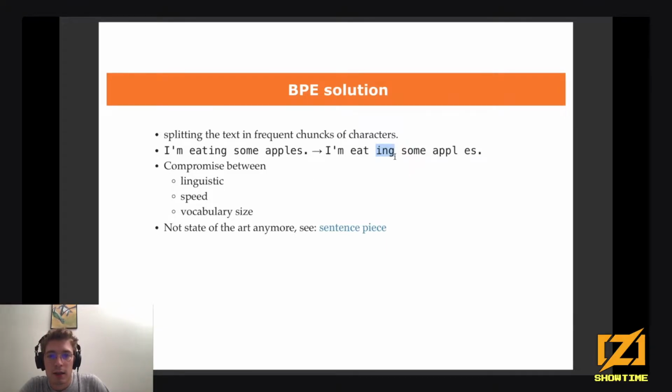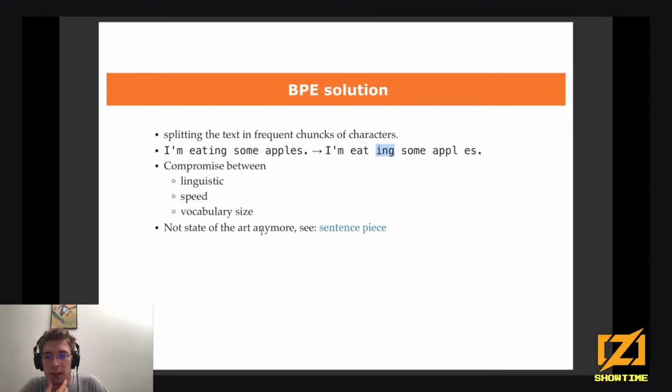And it's a good compromise between linguistics, so it's not what a linguist would call a correct split. The algorithm is also pretty fast, and you can have good control over your vocabulary size. For something under 50,000, you will have good coverage for English. And if you go up to 200,000, you can cover all languages at once.